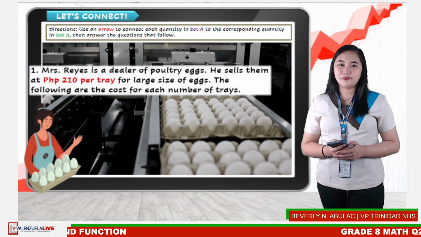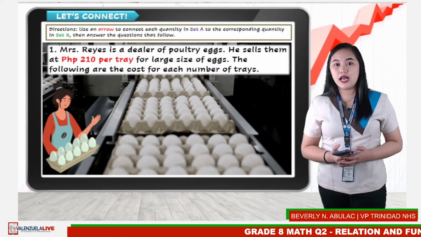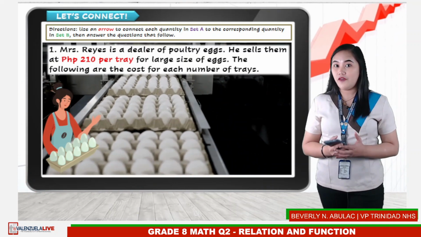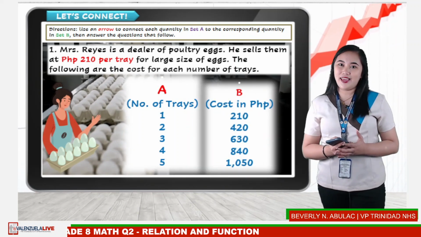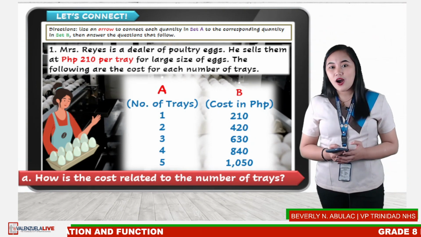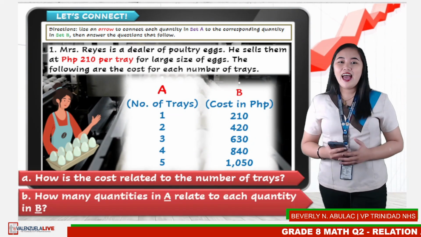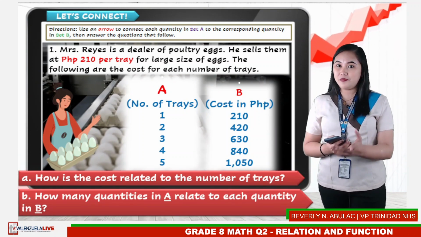Number 1. Mrs. Reyes is a dealer of poultry eggs. She sells them at 210 pesos per tray for large sizes of eggs. The following are the costs for each number of trays. Question: How is the cost related to the number of trays? How many quantities in A relate to each quantity in B?